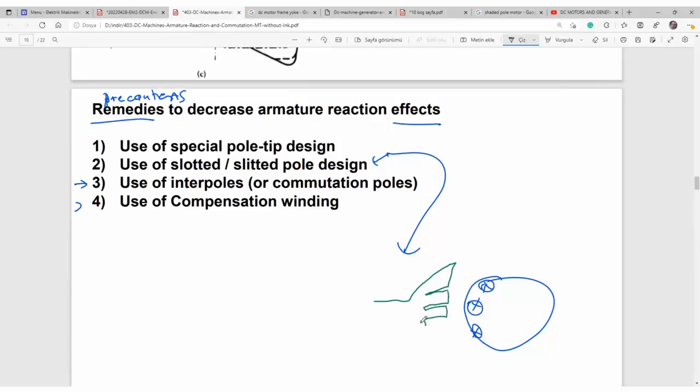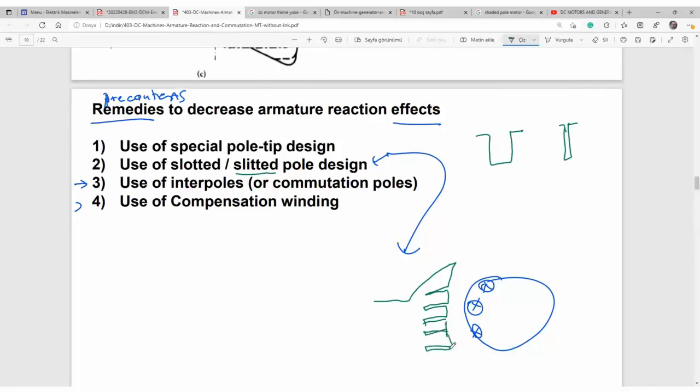Yarık demek slit. Slot oluk demek, daha büyük. Slit bunun incesi. Genellikle içine bir şey koymak için değil. İçi boş. Here are slits.